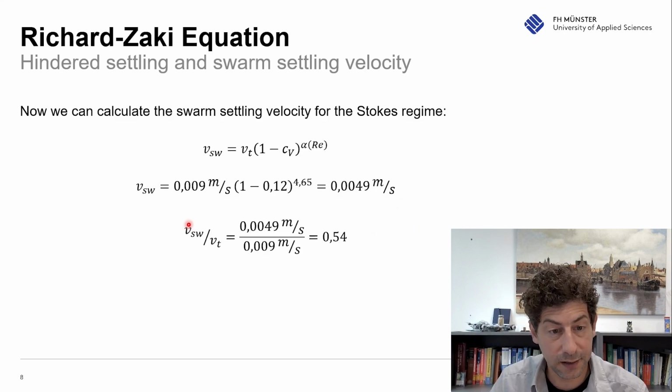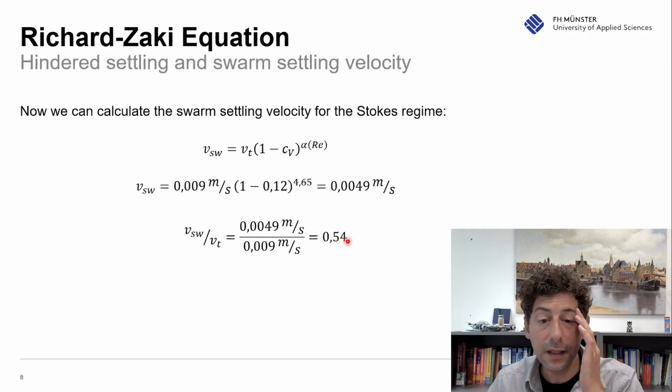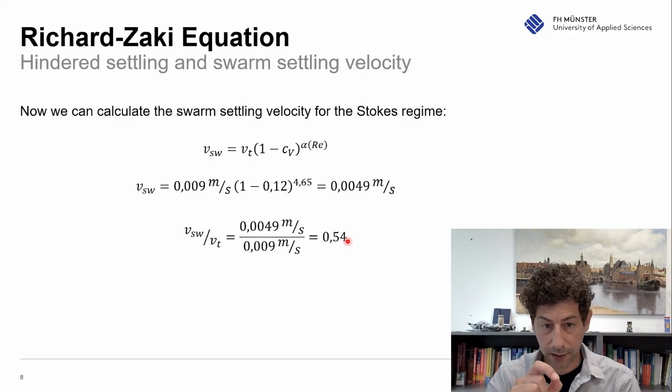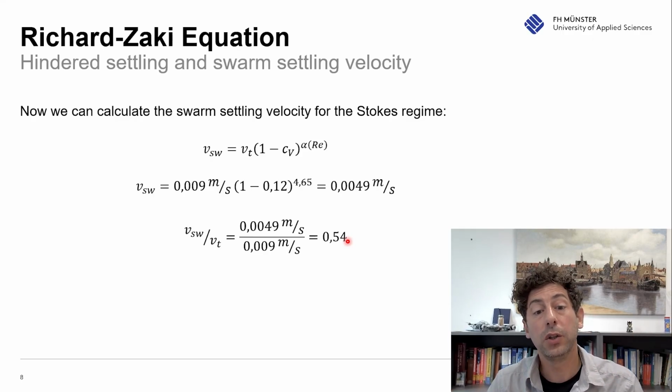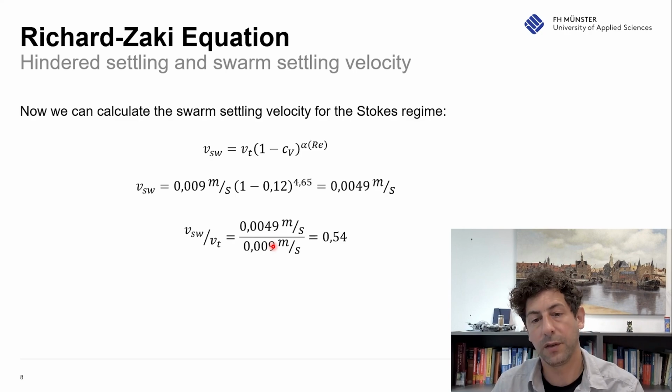And this is a very different value than 0.009. So we can relate these two, and we see that the swarm settling velocity is decreased by 54%. So if we consider that the particle is not alone, but there are multiple particles, the velocity of the particles for this case is decreased by 54%, just because of the presence of other particles. So using the individual terminal velocity is not a good approach to correctly calculate the time the particles need to settle, because they are much, much slower.